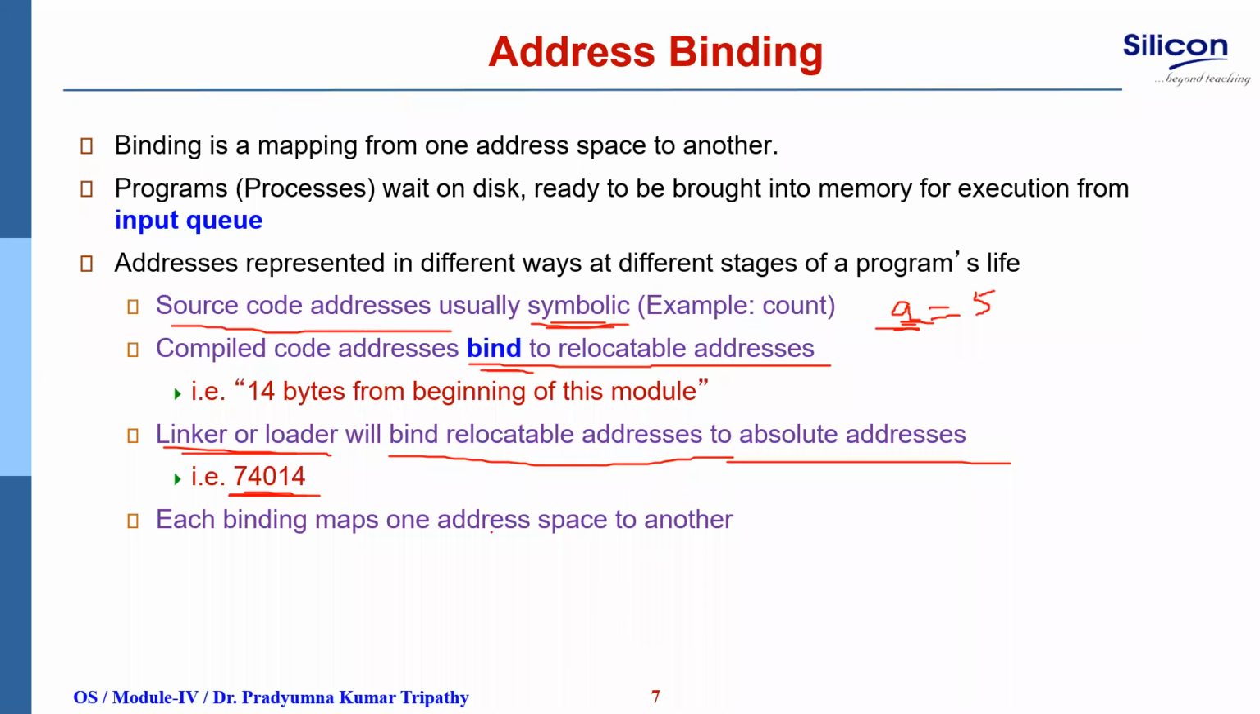So each binding maps one address space to another. If you have 20 variables, all those 20 variables need to be bound to memory locations, relocatable addresses. So every variable and every function that you are defining needs to be bound to the relocatable addresses.